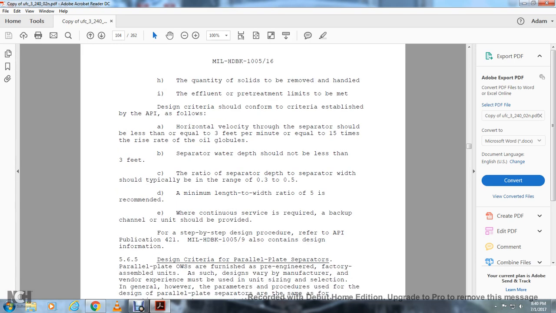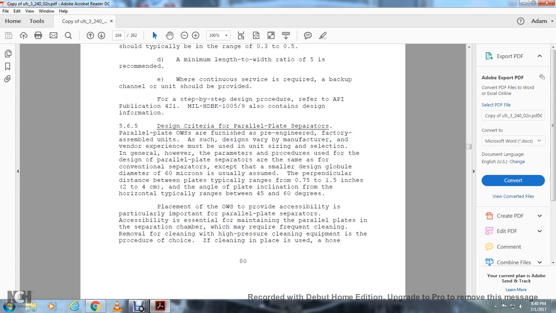Where continuous service is required, a backup channel of the unit shall be provided. Step-by-step design procedures are available. Refer to API Publication 421 and Military Handbook 1005-9, which also contain design information.